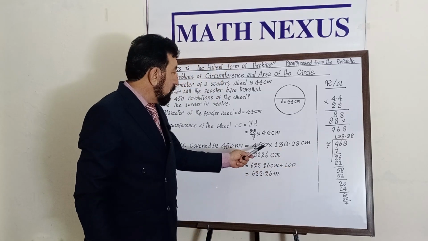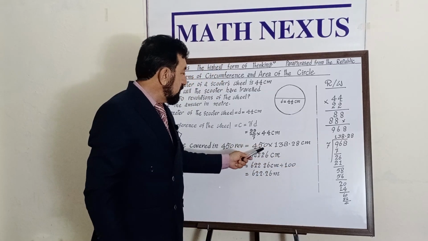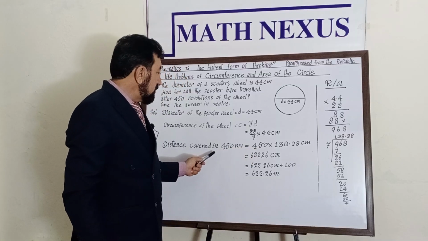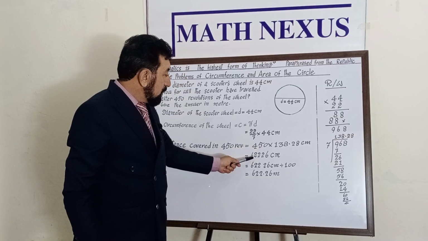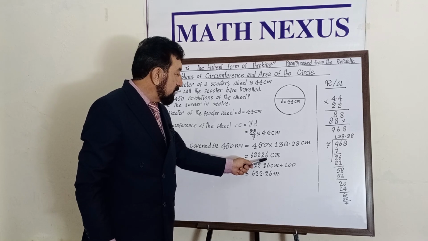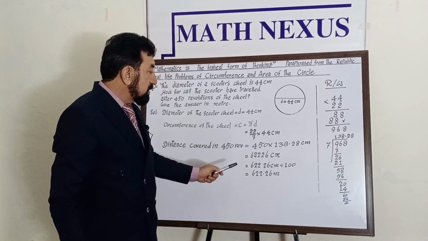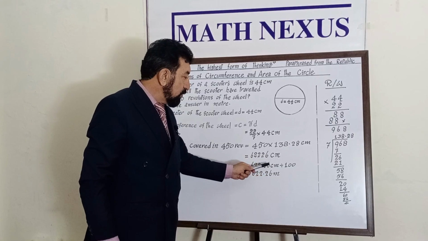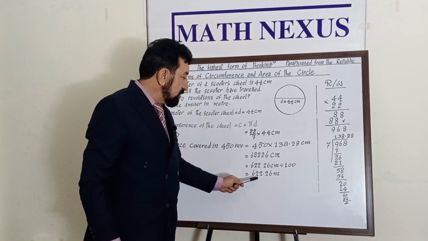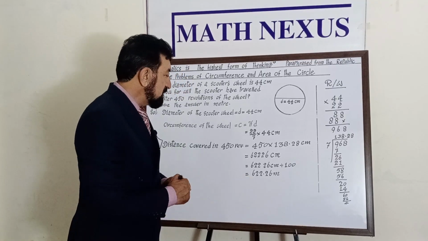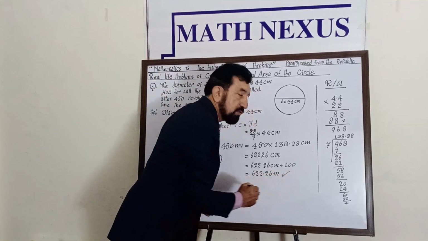113.28. 113.28 into 450, this is equal to 62,226 centimeter. Now to change the centimeter into meter, this value divided by 100, this is equal to 622.26 meter. This is the answer of this question.